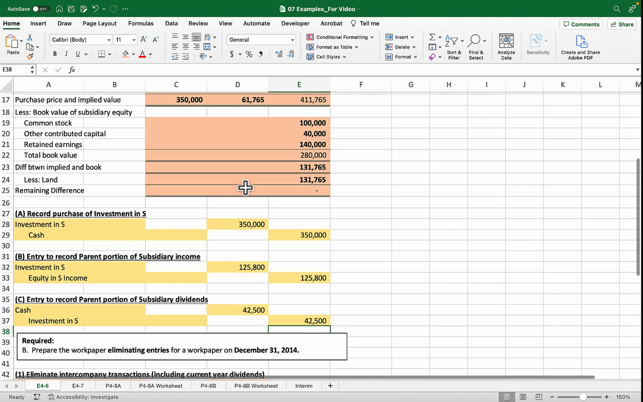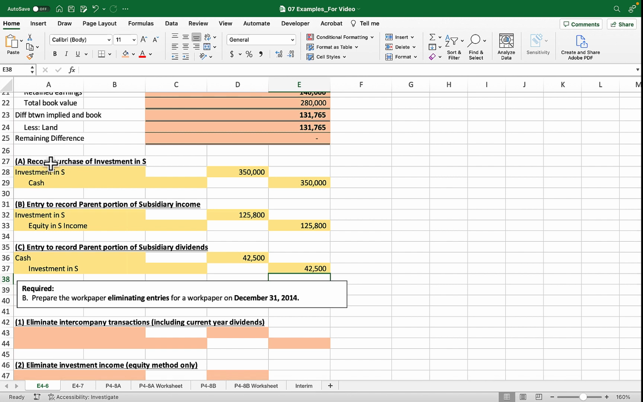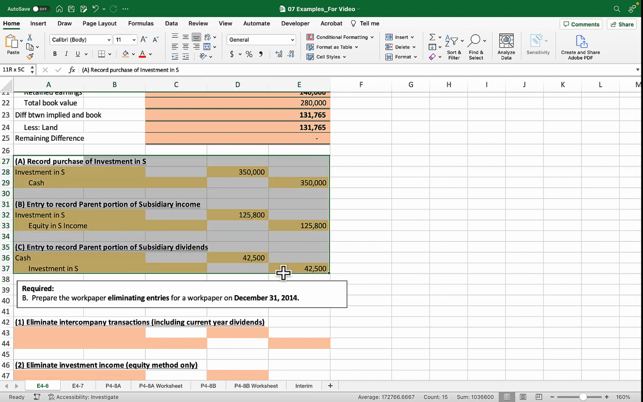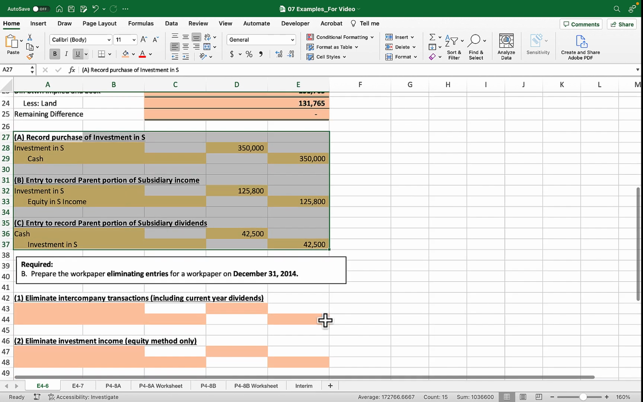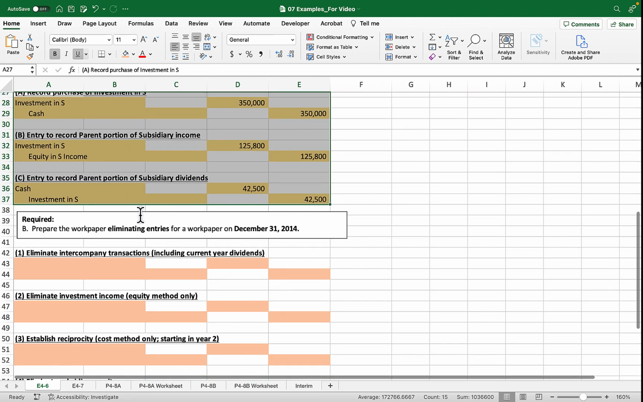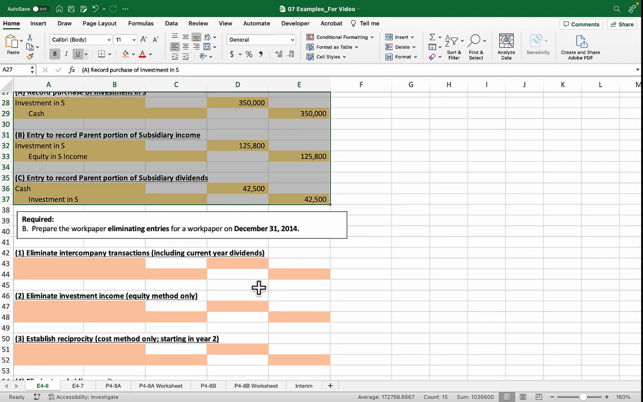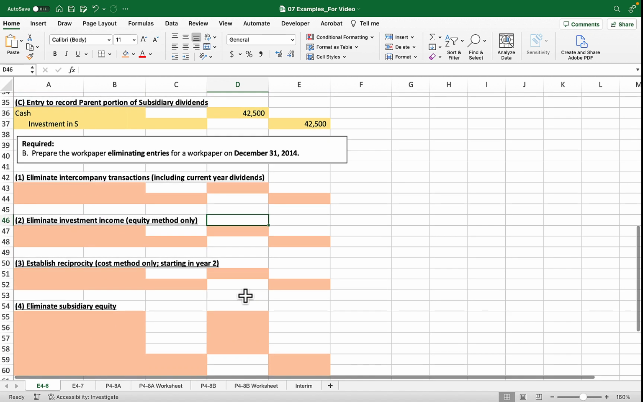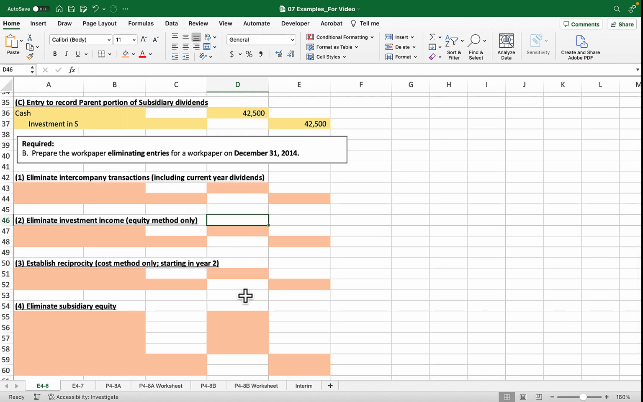Okay, so again, this section here, nothing new. We already knew how to do all of this from our investments chapter. Now, the part that's going to change a little bit is that we now need to do our eliminating entries. Our eliminating entries are those same 5 that were listed on our slide that we just talked about. And we are going to start by doing any intercompany transactions, which includes current year dividends.